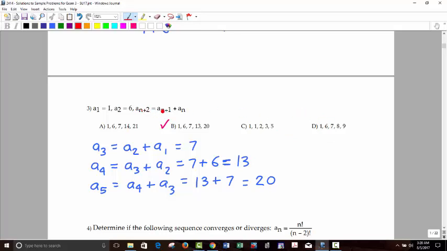And a(n+2) basically is a(n+1) plus an. Yeah, this is similar to the Fibonacci sequence. The only difference between this and the Fibonacci is a2 would also be a value of 1. So that means the third term will be the sum of the first 2. So if we have 1 and 6, that means 1 plus 6 will make 7. And then a4 will be the previous 2 terms added together. So now we've got 1, 6, and 7. So it's 7 plus 6, which will be 13. And a5 will be a4 plus a3. 13 plus 7 is 20. And there you go, it's answer B.